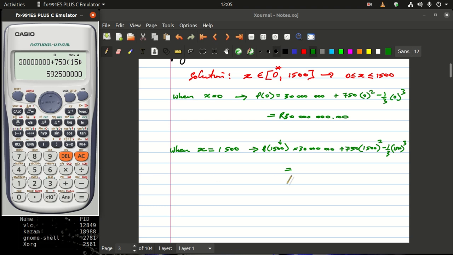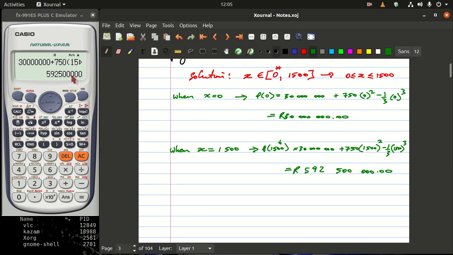So the answer that you are getting here is in rands. Of course, you have how many zeros are here? 1 2 3 4 5 6. Okay, so we'll end up having 592, and then we will end up having 500, and then we're gonna end up 1 2 3. Okay, let me make sure that this is 1 2 3, 1 2 3, and then 1 2 3, and you can see here that we have 592 million and 500,000 rands.